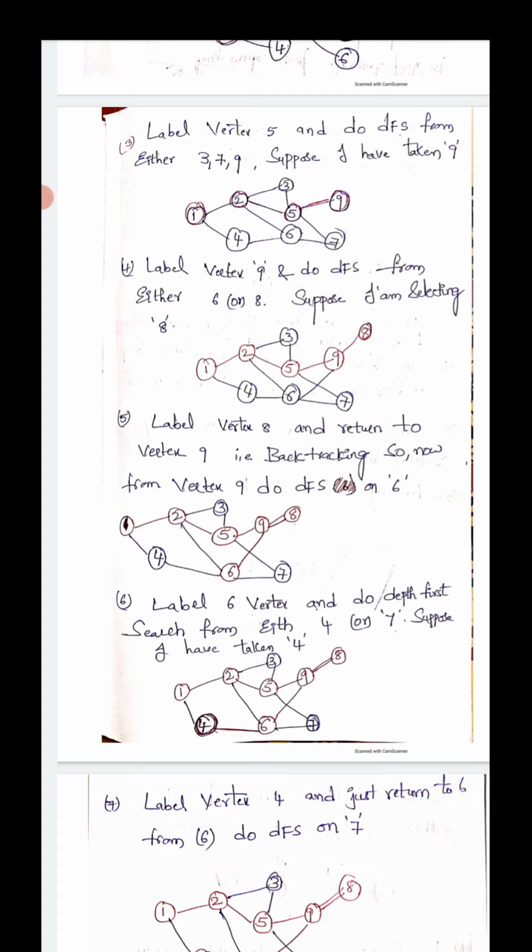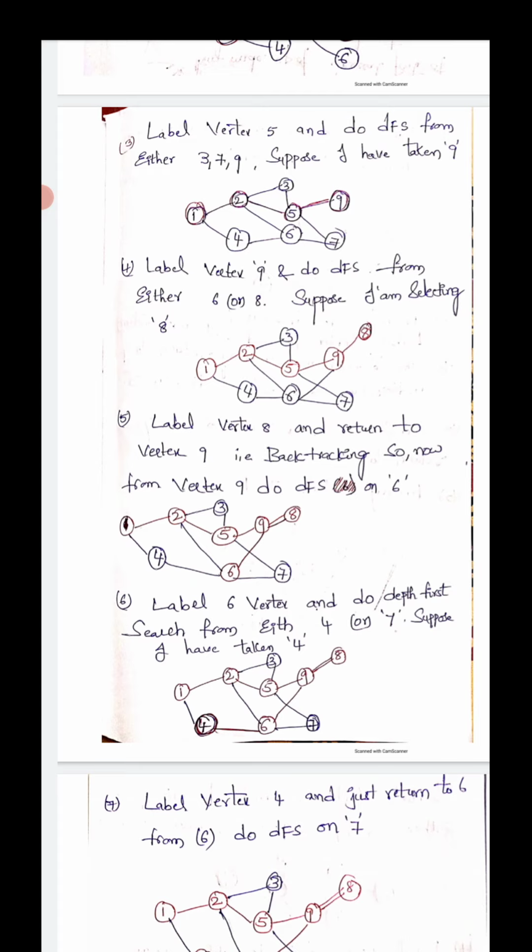Label vertex 6 and do depth first search from either 4. 6 is connected to 4 or 7; 2 and 9 are already visited, so I don't want to take those. Label vertex 6 and do depth first search from either 4 or 7. Suppose I select 4 here.